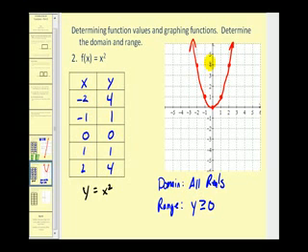Graphically, we can see that here's the y-axis, and the lowest point on the graph is right here when y is equal to 0. All the other y values are positive, verifying that our range would be y greater than or equal to 0. Whenever we're graphing a function, we can't always verify it in the graphing calculator because remember, f of x is equal to y.